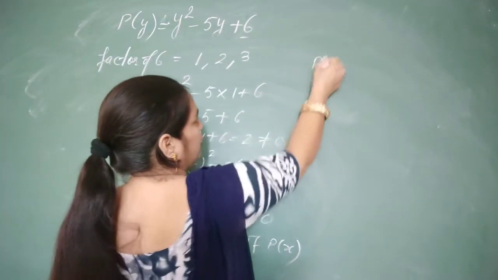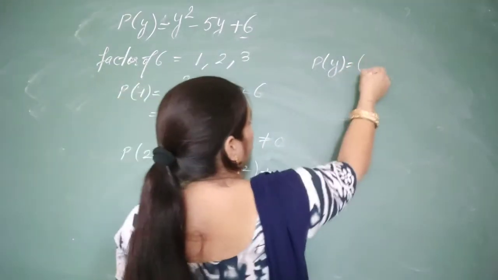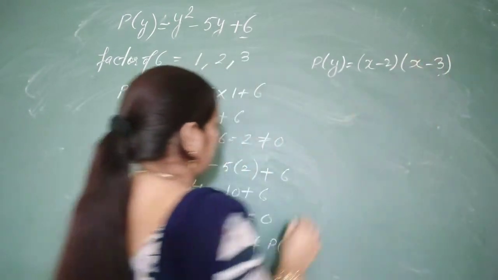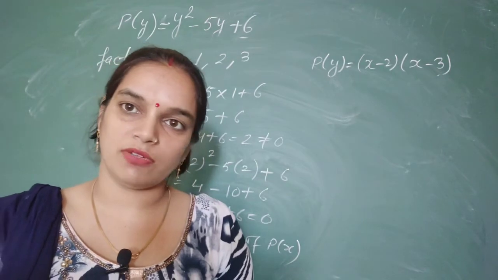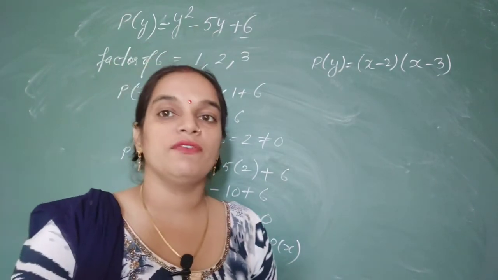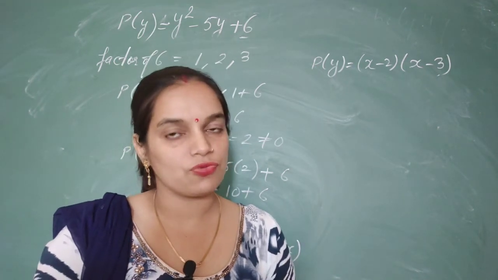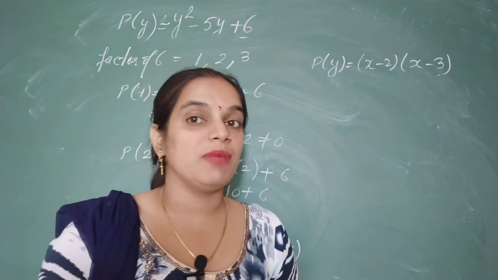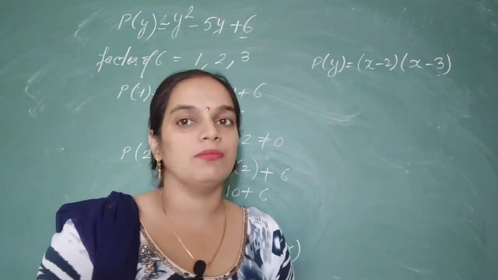So then we will say the polynomial P(y), its factors will be x minus 2 and x minus 3. These will be the two factors of the given polynomial. So here we used the factor theorem. This is your choice to do the question, you will do it with the factor theorem or not. If it is mandatory in the question, do the question with the factor theorem. You will do this method.